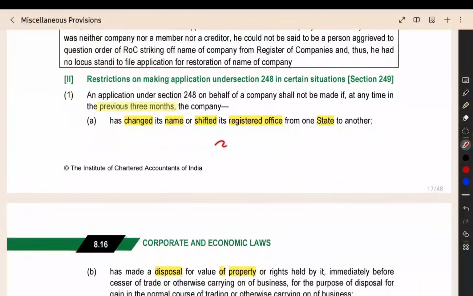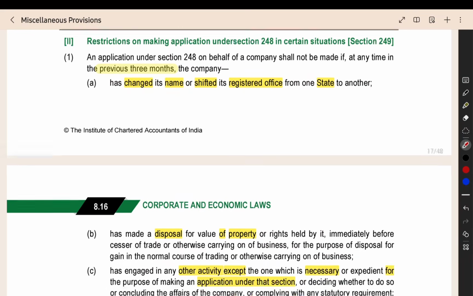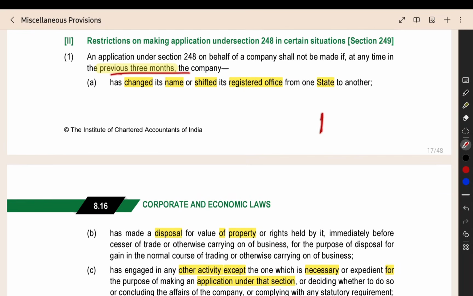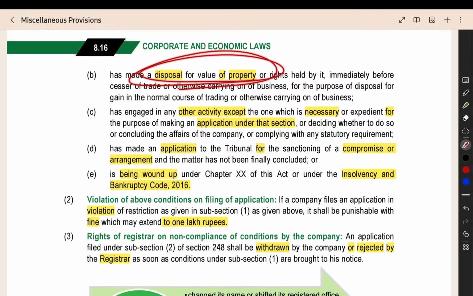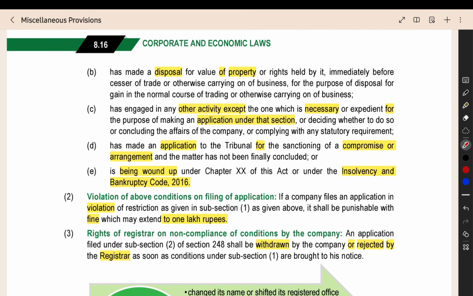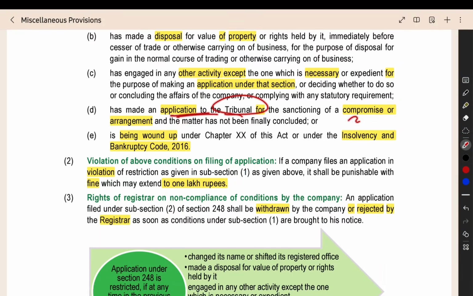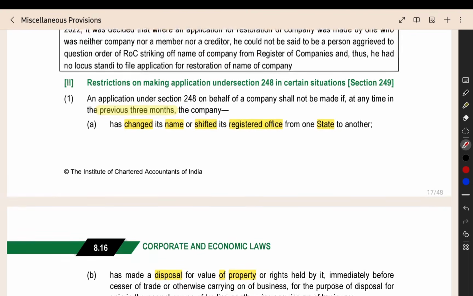So that's all. Now the next thing: when you are making an application for striking off in a voluntary manner, you cannot do that in the following cases. In the previous 3 months from the date on which you are doing the application, if you had changed your name, shifted your registered office, or disposed of some property, or you are doing the business normally, or any other activity other than what is necessary for this application, or you made an application to the tribunal for compromise, arrangement, amalgamation under that chapter, or you are already being wound up under this act or IBC, then in those cases, they will not accept your application.